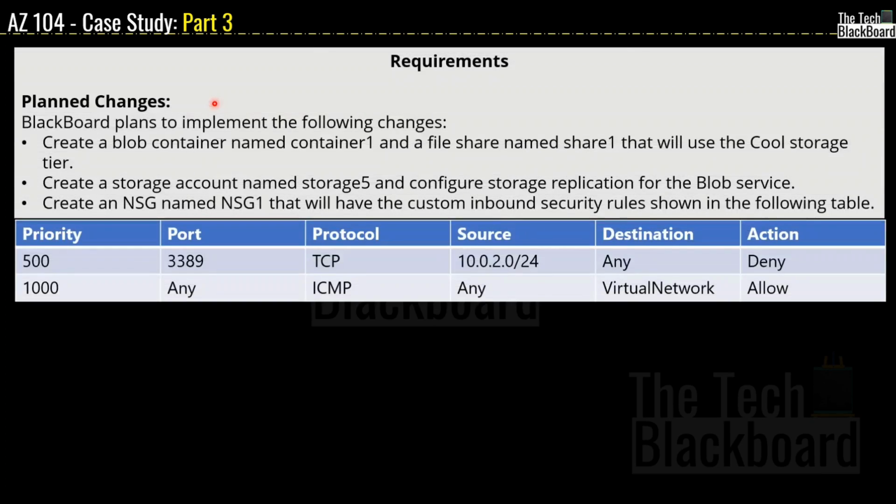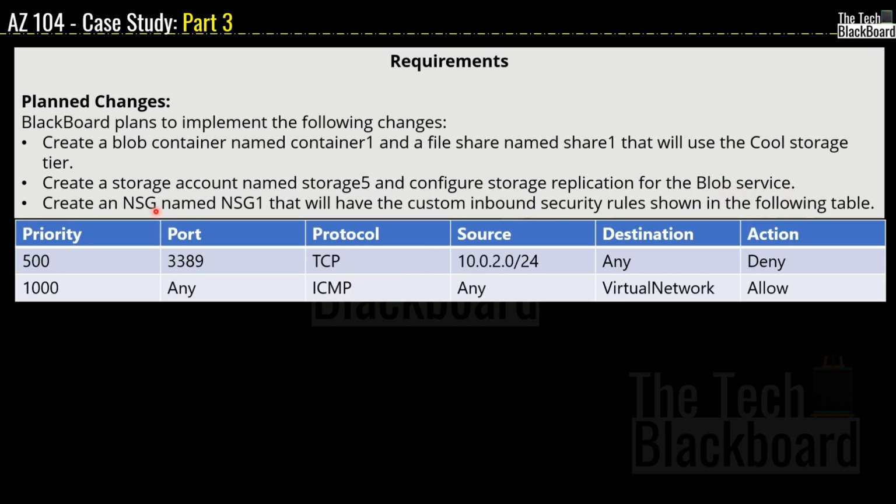And here comes our requirement section that starts with planned changes. This section says that Blackboard plans to implement the following changes. The first one is to create a blob container named container1 and a file share named share1 that will use a cool storage tier. Then it says to create a storage account named storage5 and configure storage replication for the blob service. The last planned change given is to create an NSG.